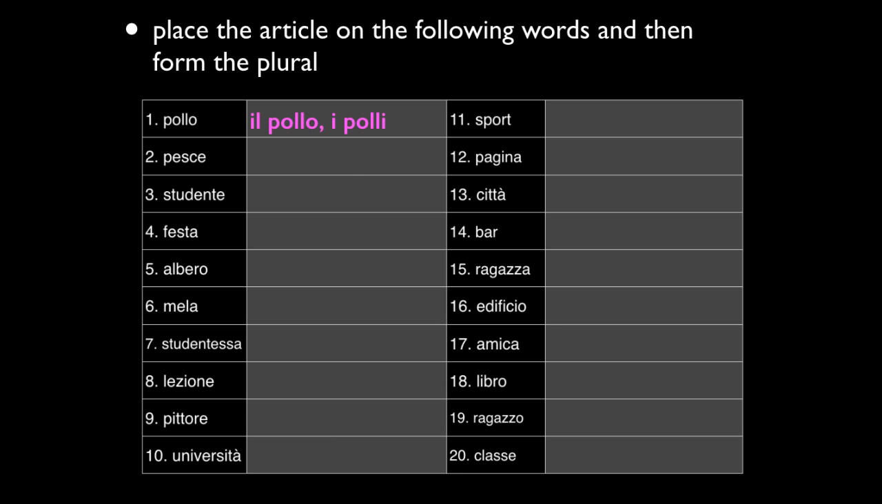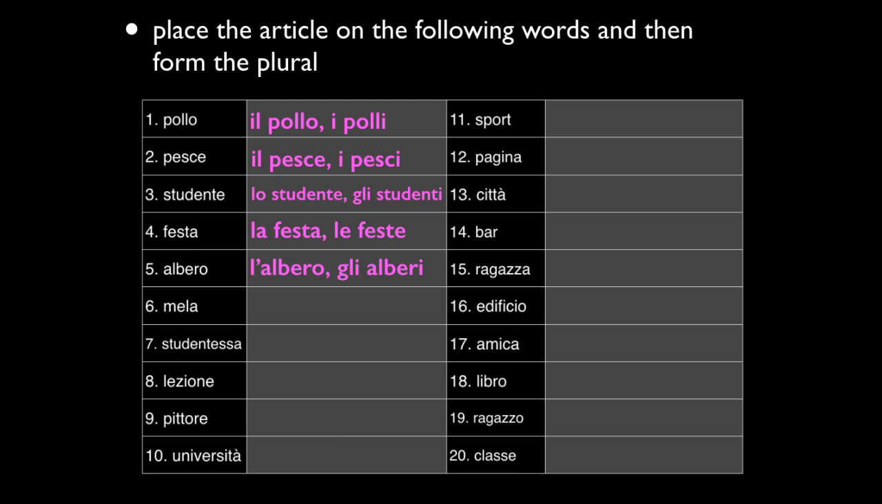Okay, in number 2 we have pesce, that's il pesce in the singular, and i pesci in the plural. That's fish. 3, studente is lo studente, that's S plus consonant, and the plural is gli studenti. 4 is la festa, le feste. 5 is l'albero and gli alberi, following the rules for masculine words that start with a vowel. Mela, the apple, is la mela and le mele. 7, studentessa is la studentessa and le studentesse.